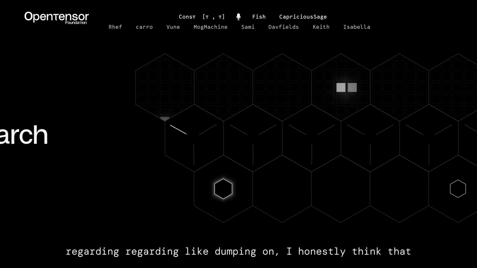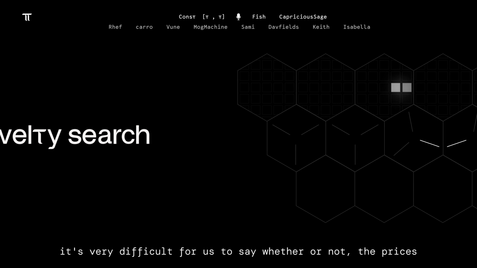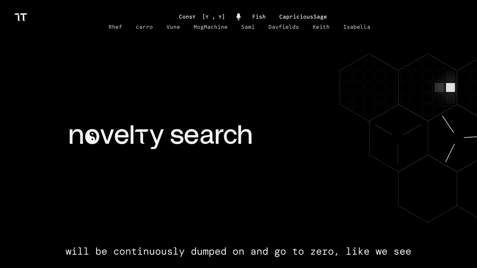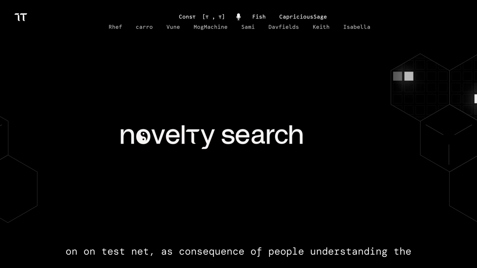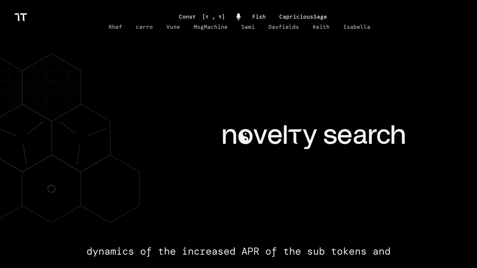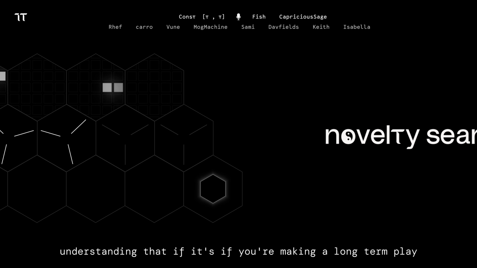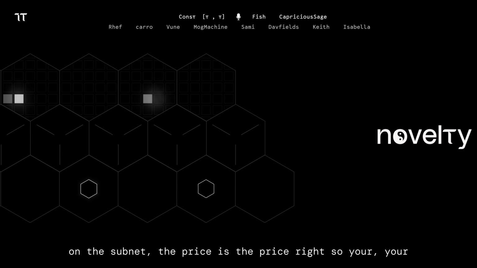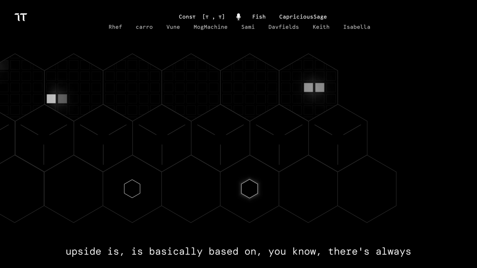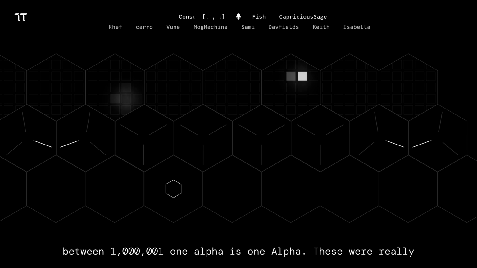Now, regarding dumping, I honestly think it's very difficult for us to say whether or not the prices will be continuously dumped on and go to zero like we see on testnet, as a consequence of people understanding the dynamics of the increased APR of the subnet tokens, and understanding that if you're making a long-term play on the subnet, the price is the price, right? So your upside is basically based on, there's always going to be 21 million. One alpha is one alpha.